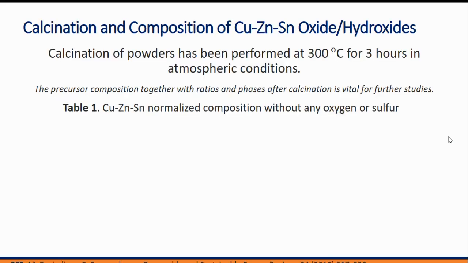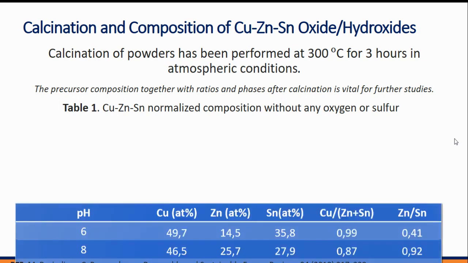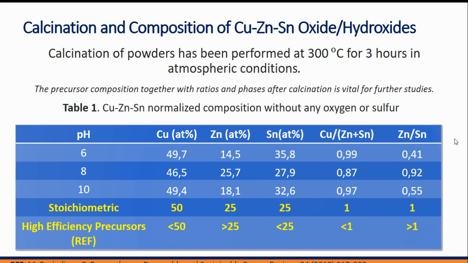After this investigation, we calcinated our powders at 300 Celsius for 3 hours in atmospheric conditions. As I mentioned, the composition is really important for us, especially the composition of the cations. Therefore, in the table that I'm going to show you, I am going to give you the information about the cations, the normalized version without any oxygen and sulfur.